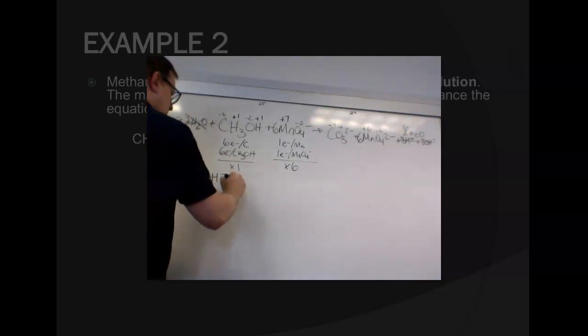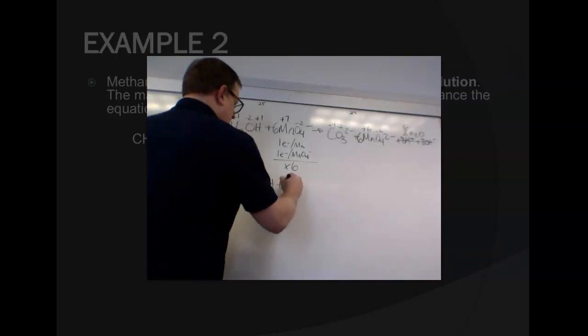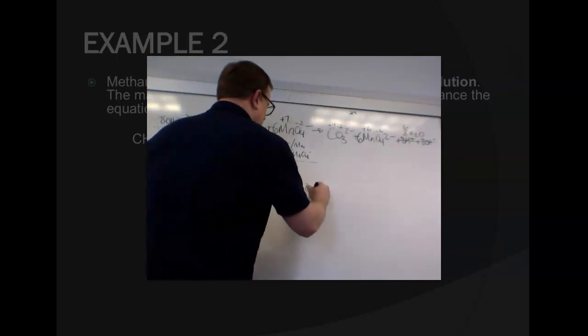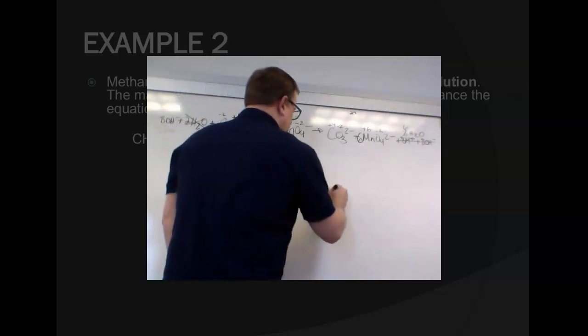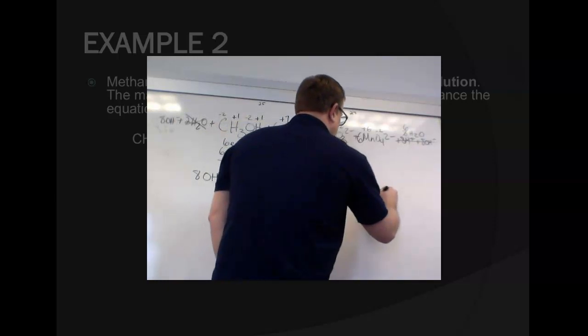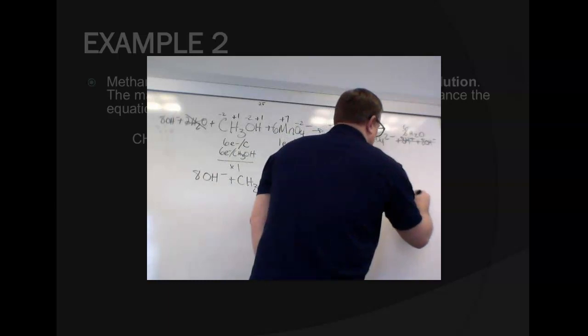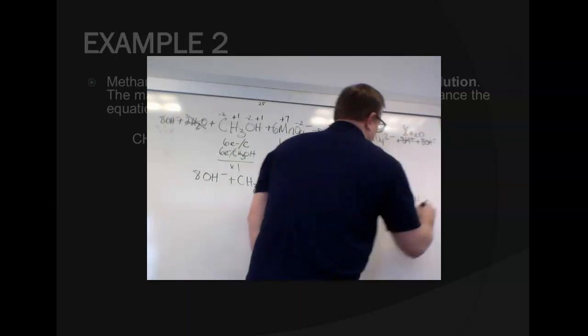8OH⁻ and CH3OH, and 6MnO4⁻ turns into CO3²⁻, 6MnO4²⁻, and 6H2O.